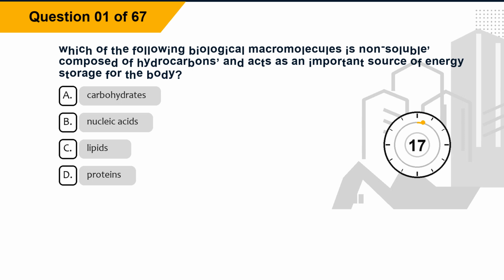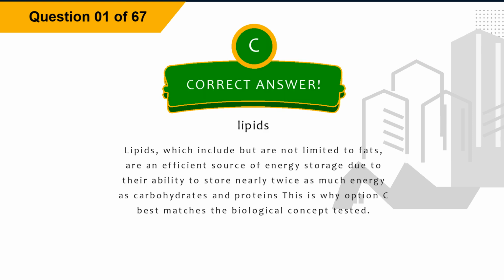Question 1. Which of the following biological macromolecules is non-soluble, composed of hydrocarbons, and acts as an important source of energy storage for the body? Option A, carbohydrates. Option B, nucleic acids. Option C, lipids. Option D, proteins. The correct answer is option C, lipids.